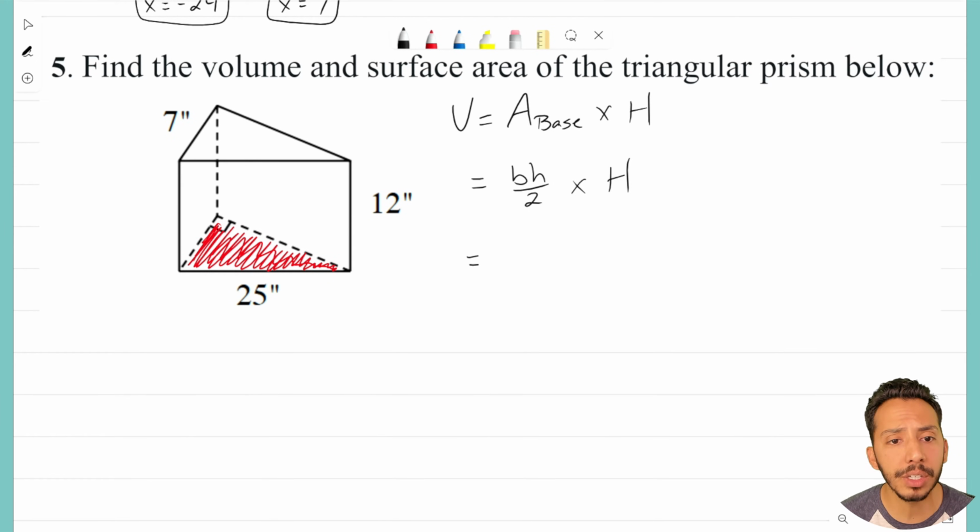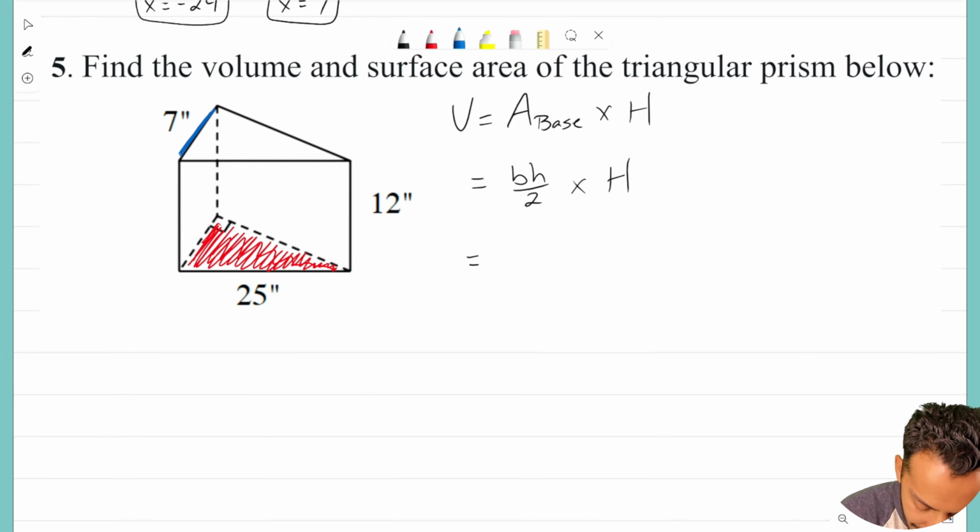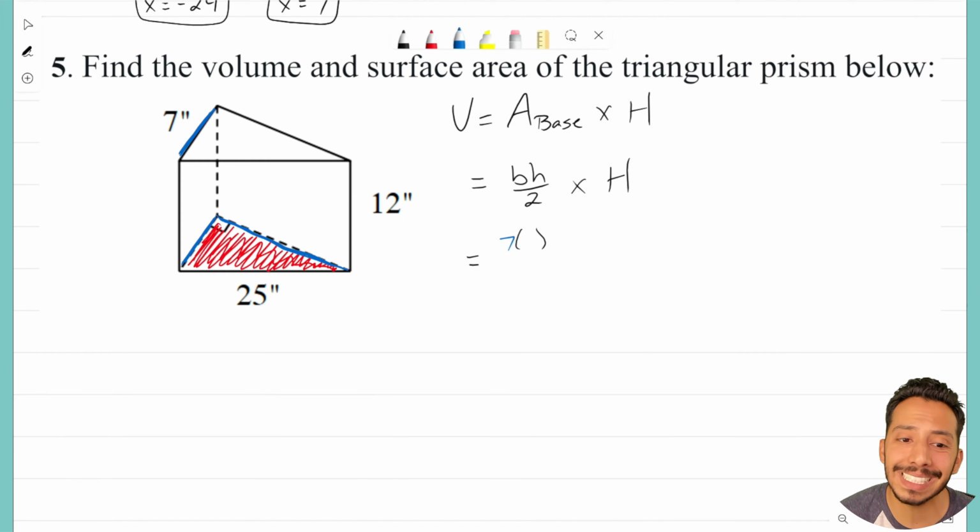So for the area of that triangle on the bottom, I need the base of that. Well, if you notice here, this length here is 7 inches. That is the same length right there, also in blue. That's also 7. So I know that my base is going to be 7. Now I have to find the height of that triangle. Be careful, the height of that triangle is this distance right there. It's always the one that makes the 90-degree angle with the base.